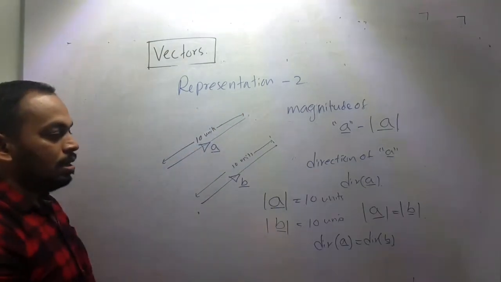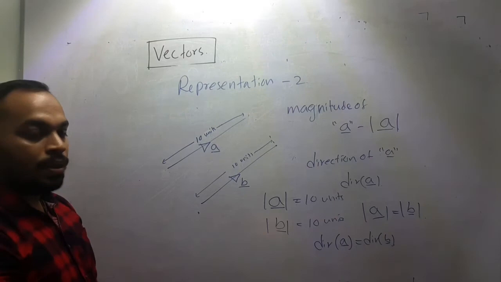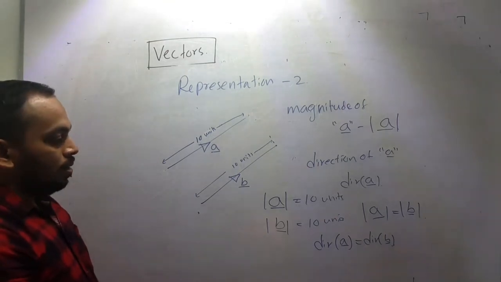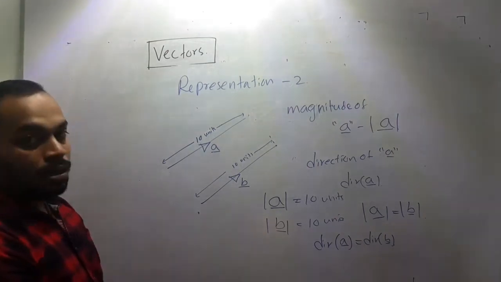Direction of A is equal to direction of B. In a future video we'll talk about equal vectors.